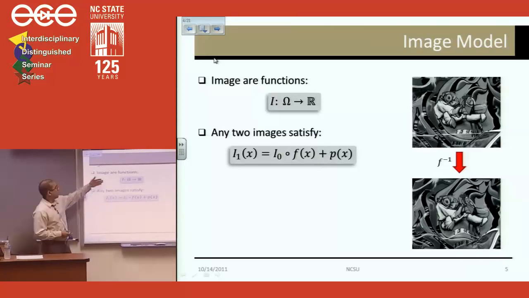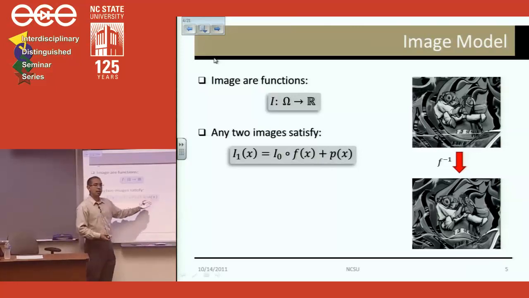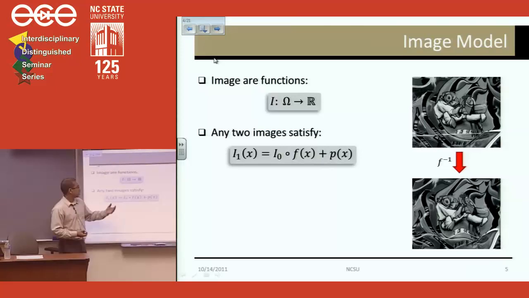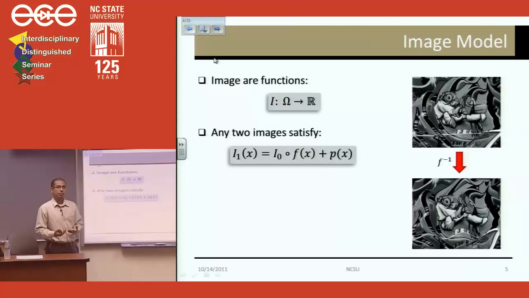So what do we have? An image is essentially a mapping from some domain that I'm calling omega to the reals for now. I'm just considering grayscale images, so black or white. Then we consider a relationship between the images: image 1 equals image 0 composed with some deformation f, plus some sort of perturbation p that has been added. So what does this correspond to? f, as I mentioned, is this kind of deformation, which can be a change of perspective or some deformation happening over time. And p corresponds to some sort of error in the measurements or some sort of noise added to the actual system.